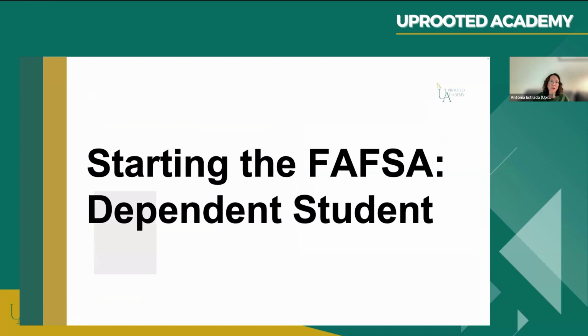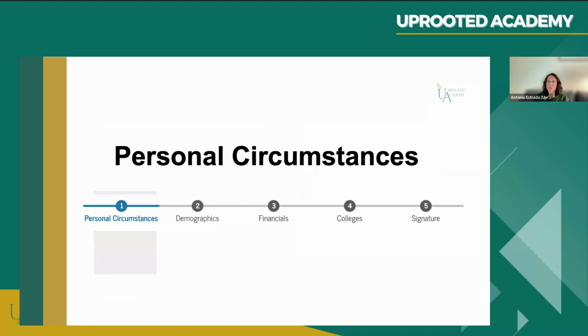So now we're going to look at starting the FAFSA from the viewpoint of a dependent student, just for simplicity and given the short time that we have. So students will see 5 sections in the student section: personal circumstances, demographics, financials, colleges, and signature. So we're going to focus on the first 3 sections, again, based on the scenario that the student is a dependent student. So for personal circumstances, this section helps determine a student's dependency status.